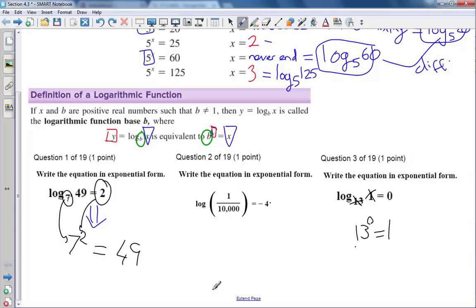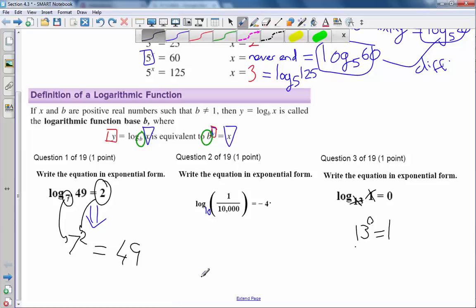Base. Base is missing. So did I forget to put it down? No, it's base 10. This is just a shortcut we made. If a base is missing, it's not actually missing, because we drop the base 10. We skip writing it if it's 10. So if you don't see any base, feel free to make it 10. So this is actually base 10.